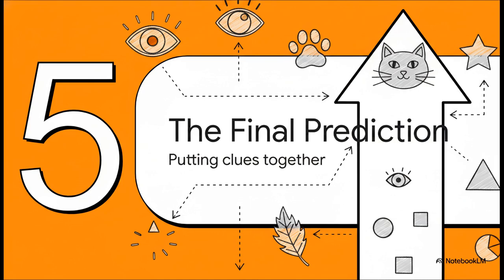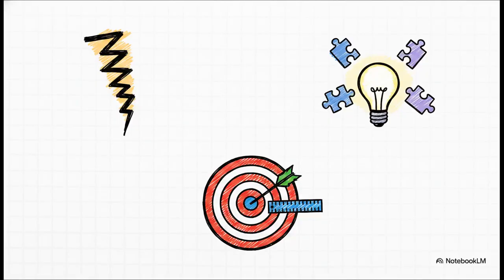Section 5. The final prediction. Time to put all our clues together. To bring this whole thing together, we rely on 3 absolute key components. First up, the activation function, like ReLU. Without this, our stacked layers would just behave way too simply. We need ReLU to introduce complex, nonlinear plot twists into our model.